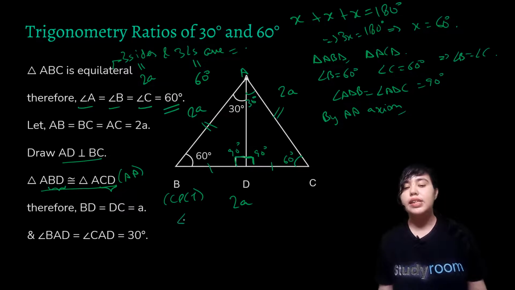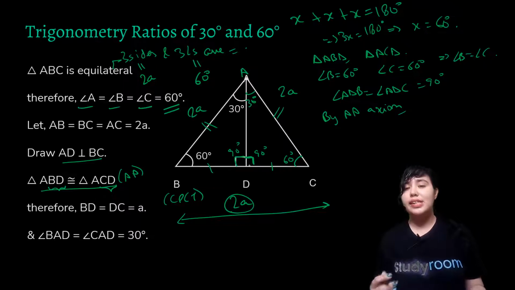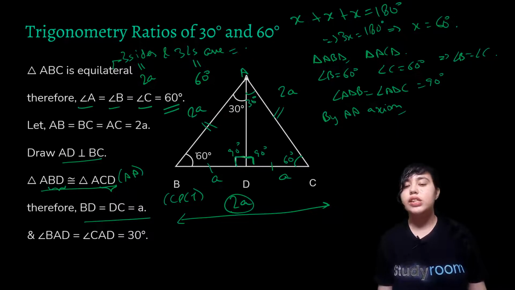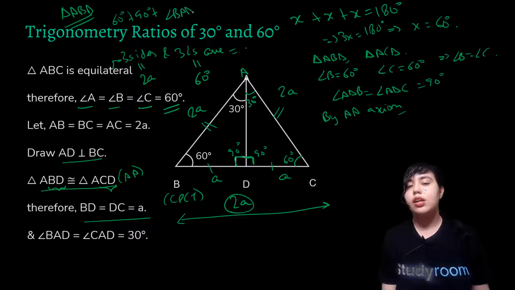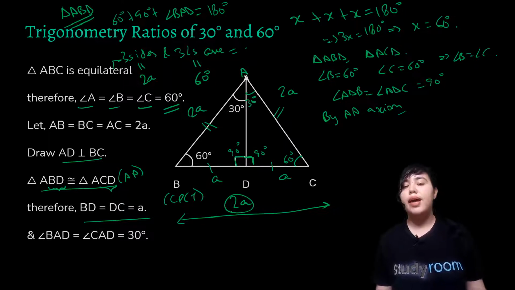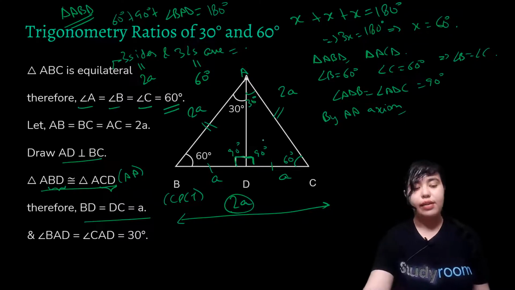So if this entire BC side is 2A, then if BD and DC are equal, D is the midpoint of BC, so this is equal to A, this is equal to A. And also angle BAD and CAD will be equal, again by CPCT. So if this is 60 degrees, this is 90 degrees, this is a triangle. So in triangle ABD, we know 60 degrees and 90 degrees are the two angles. Say I want to find out angle BAD. The sum of angles of a triangle is 180 degrees, so from here you will get angle BAD as 30 degrees. In a similar manner you can go for triangle ADC as well. So far this is the information that we have.